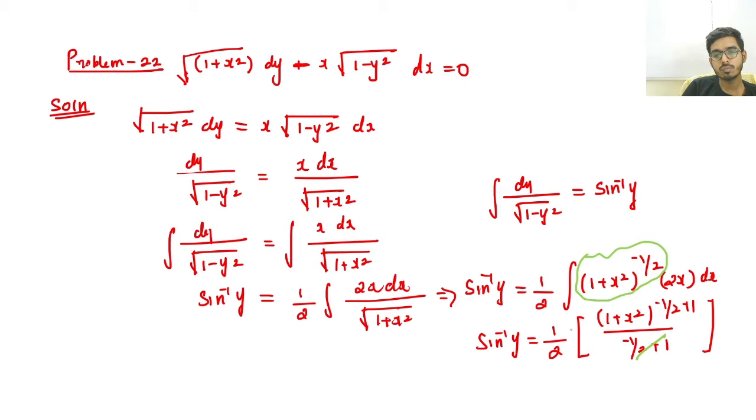Now this 1 by 2 and this 1 by 2 will get cancelled. So we will have sine inverse of y is equal to root of 1 plus x square plus c, which is the required solution.